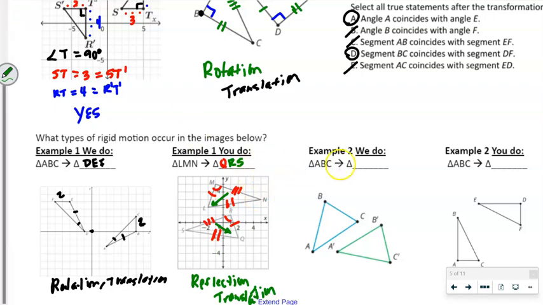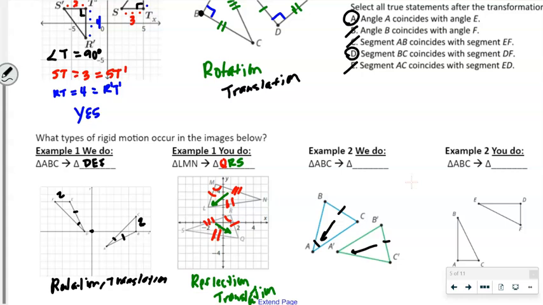So that was your you do, sorry. And then the we do, ABC. So this one's a little harder, right? Okay, so let's again look at this short side and this short side, and the angle across from it would be A, right? And the angle across from that would be A.